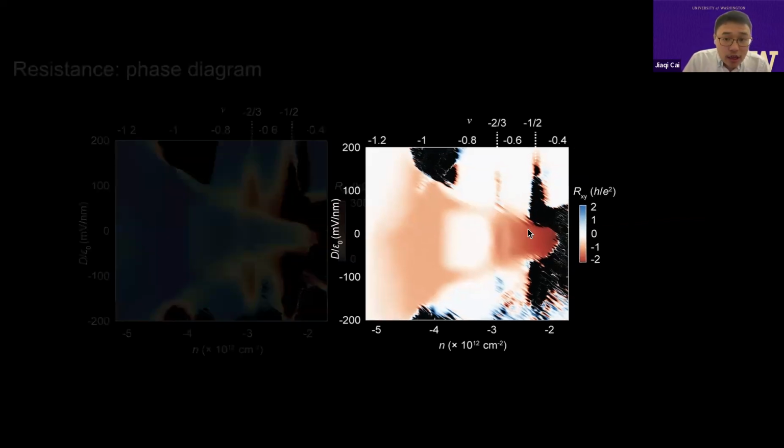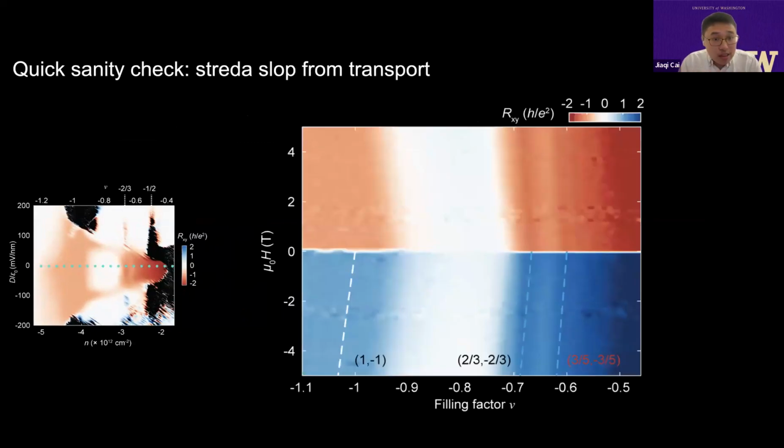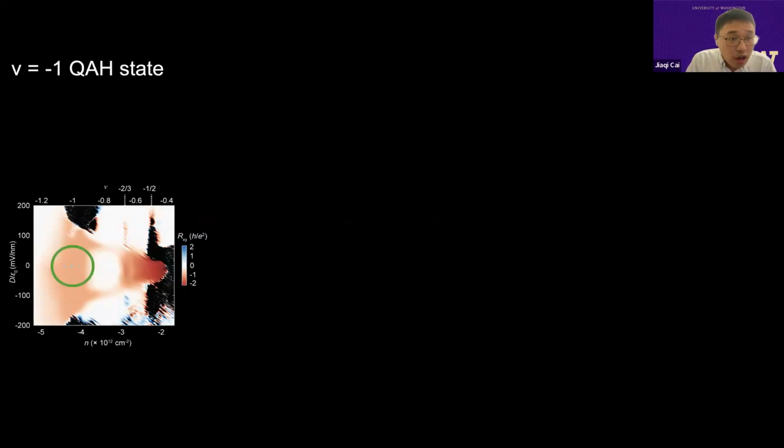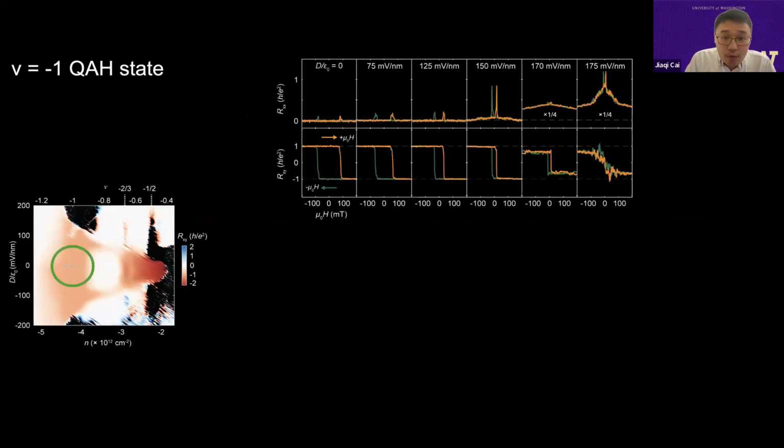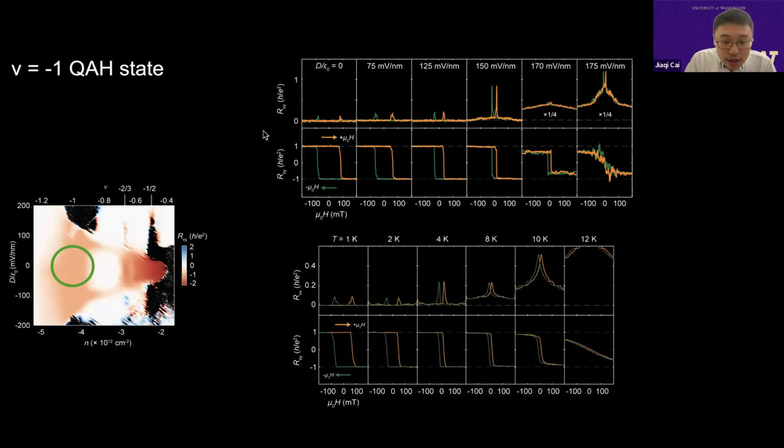If we take a closer look at the phase diagram, we can check the Streda slope from transport measurement. Basically, we measure Rxy as a function of magnetic field and doping level, and we also see this Streda shift. Parking at nu = -1, we can do this quantum anomalous Hall sweep. We see this hallmark of topological states: quantized Rxy and zero Rxx, which change with electric field. Let me go through the data rather quickly because time is up.